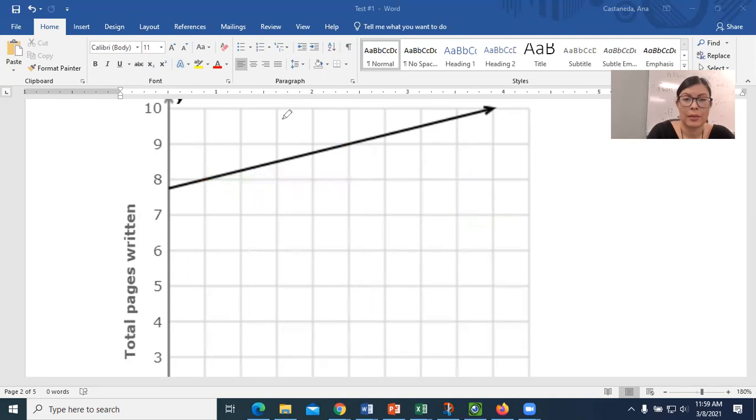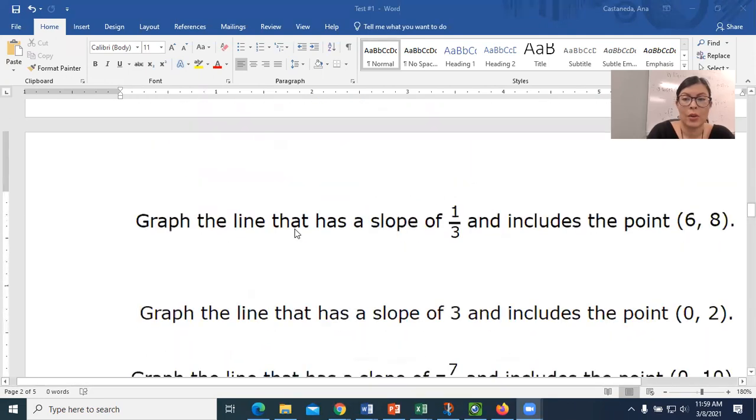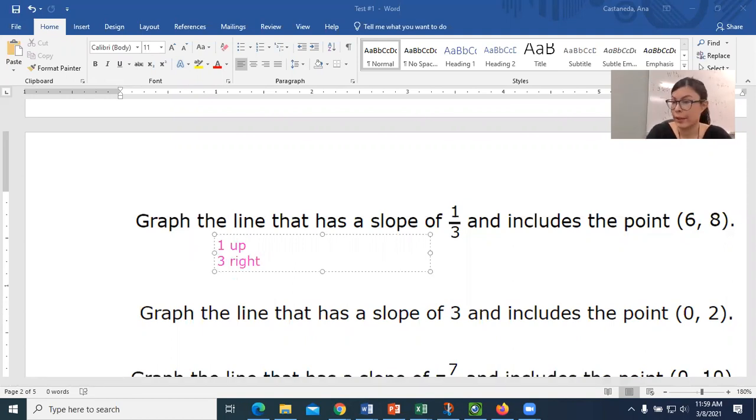All right, next one. Okay, here's the movement. So if your slope is positive, you're supposed to be going up. So that's the top number. So it was 1 up, 3 to the right. And there's no left unless you need to go backwards, which I think I put in the problem. If it's negative, then you go down.